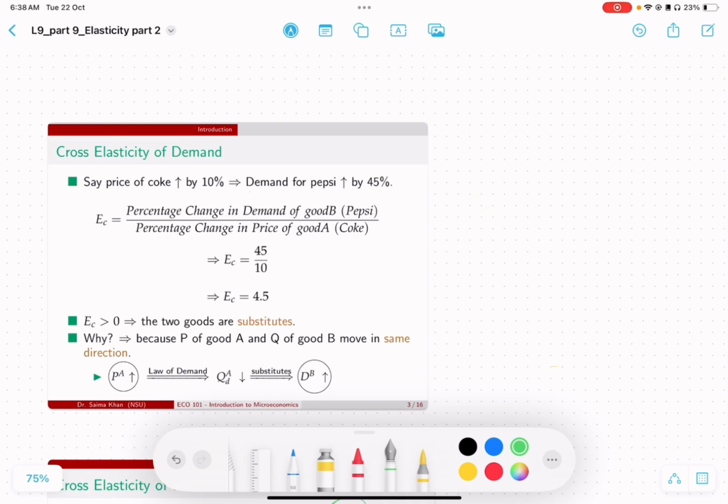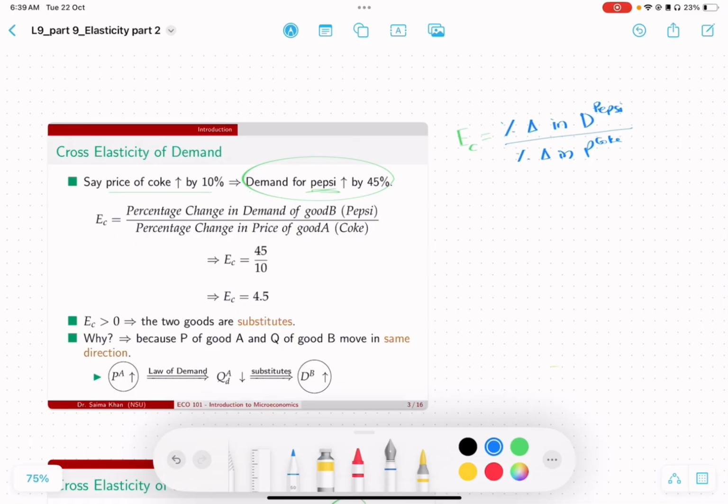So let's take the case of price of Coke increases by 10%, and we're being told that as a response, the demand for Pepsi, another good, increases by 45%. If we were to calculate the cross elasticity of demand, remember that by definition, this is the percentage change in demand for the other good, right? So demand for Pepsi due to a percentage change in price of Coke.